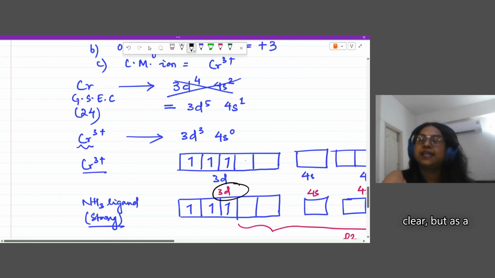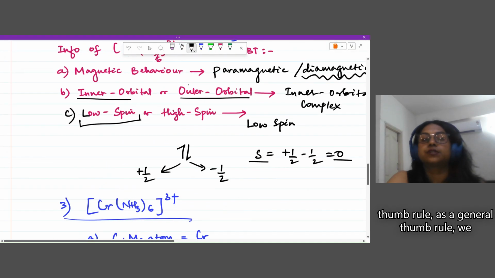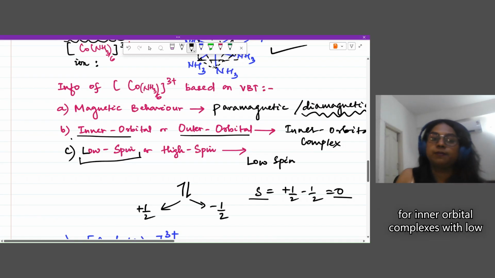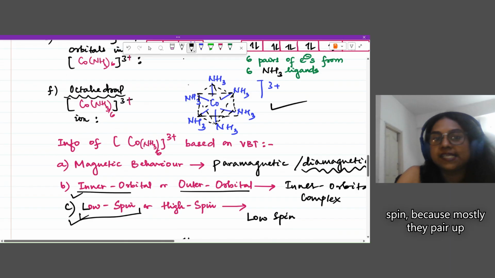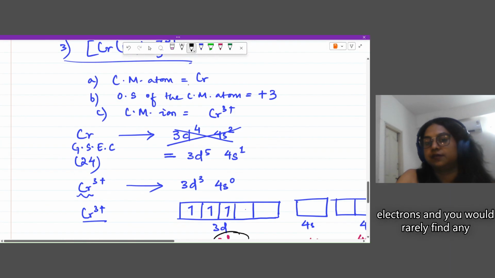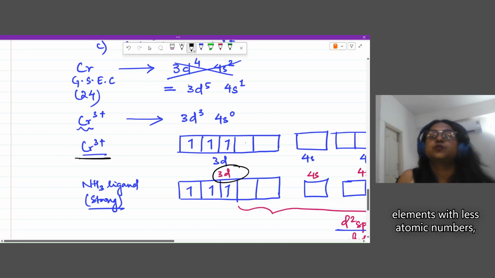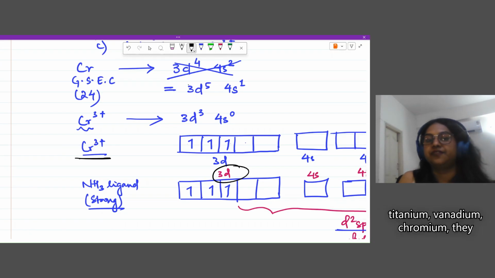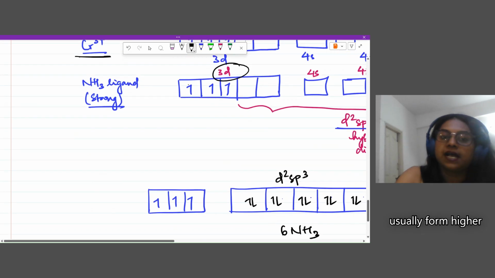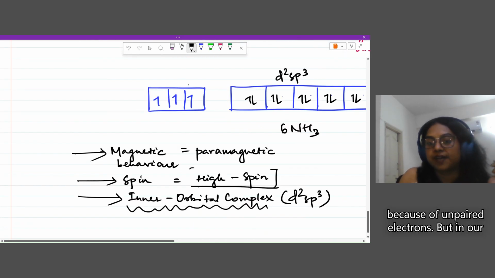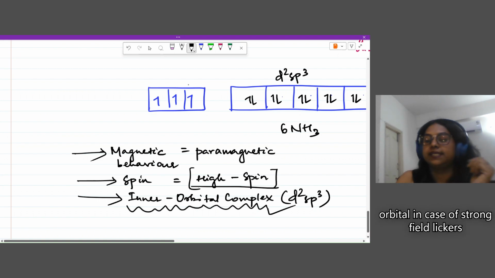But as a general thumb rule, we like to say that strong ligands usually form inner orbital complexes with low spin, because mostly they pair up electrons and you would rarely find any unpaired electrons. But in certain cases, elements with lower atomic numbers, titanium, vanadium, chromium, usually form high spin complexes because of unpaired electrons, but inner orbital in case of strong field ligands. Got this?